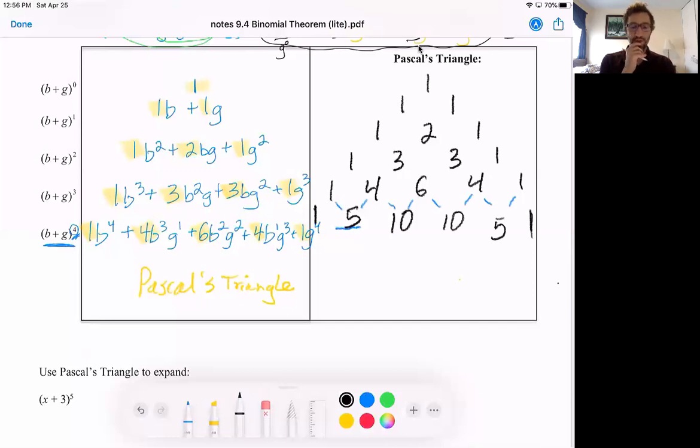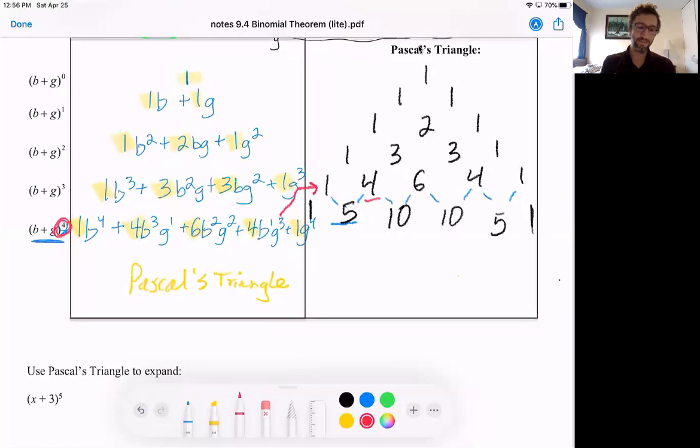So if you know the degree, so if you know that you have a degree 4, you're going to be using the 4th row of Pascal's triangle, the one with a 4 in it. So if we wanted to do b plus g to the 5th, we'd be using this 5th row that I just wrote, 1, 5, 10, 10, 5, 1. And no, you don't really have to memorize those. If you ever use these, you could just write out Pascal's triangle.